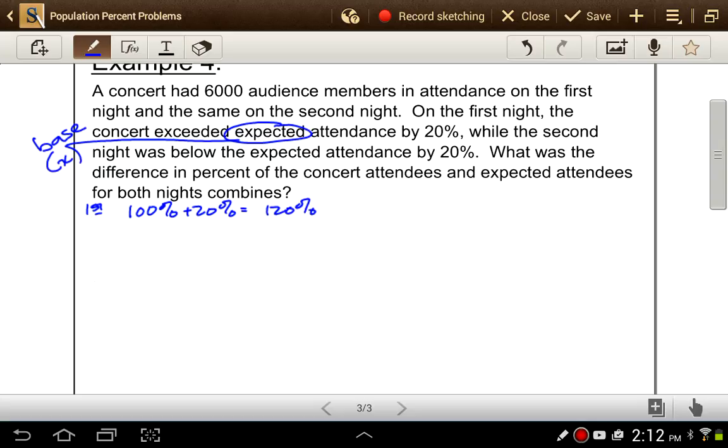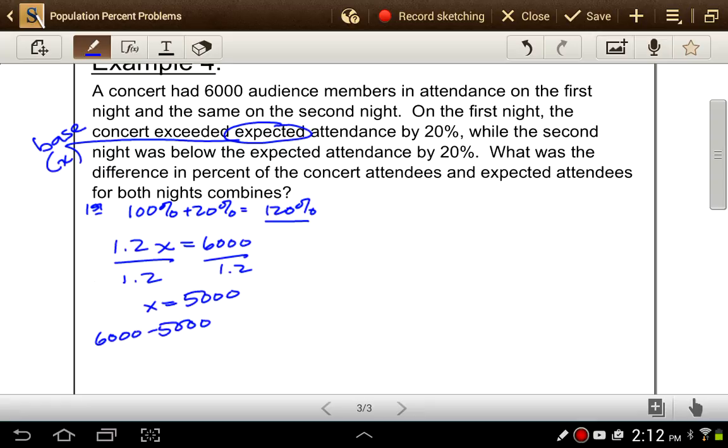So that's the number we're going to use in our formula, and I'm just going to use my percent equation. So remember, that is percent times base equals part. Percent 1.2 times the base, x, equals the part, 6,000 members. Okay, divide both sides by 1.2, and that's going to give me x equals 5,000. Okay, which means if we do 6,000 minus 5,000, we had an extra 1,000 people. Okay, so that was good.